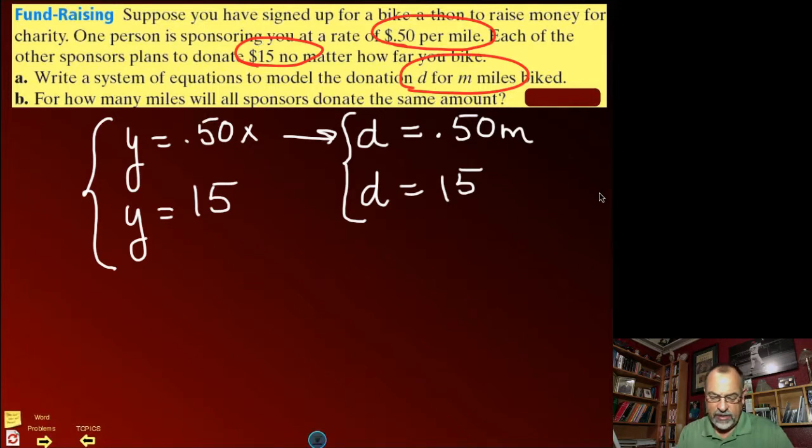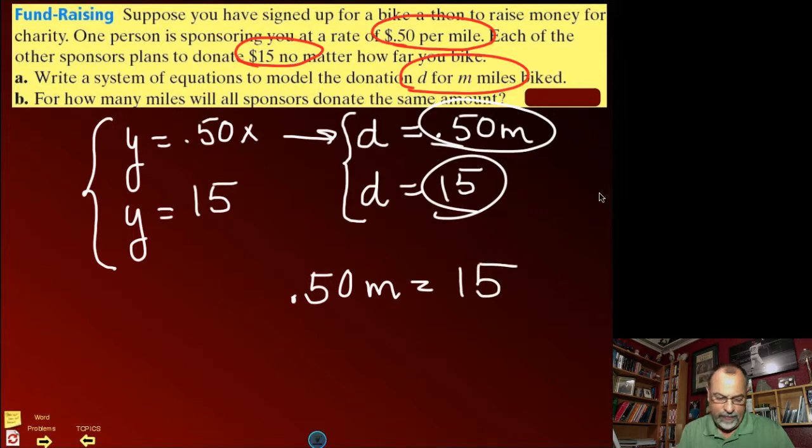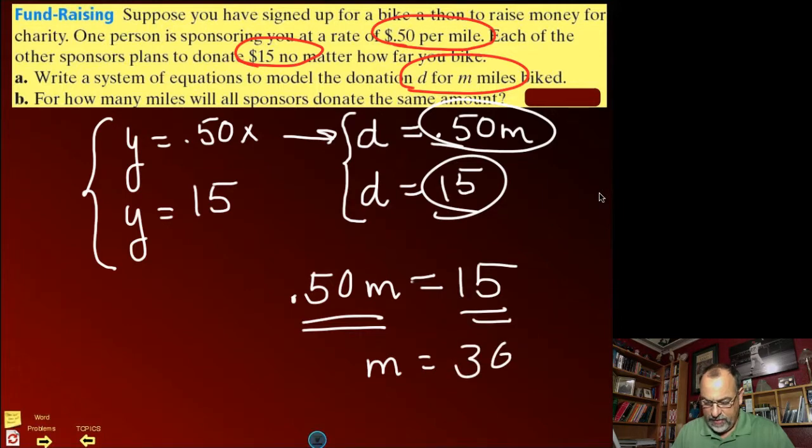And then for B, how many miles will all the sponsors donate equal the same? So I want to know when this donation at 50 cents per mile will equal this donation 15, so I can use that to go ahead and let me write that up a little bit nicer. So I can use that equation, so I can put this in as y1 on my calculator, I can put this in as y2 on my calculator, and again find the intersection. Or I could just very simply do the algebra for this, dividing both sides by 0.5, and that's going to give me 30. So the amount of miles when they're equal is going to be 30.